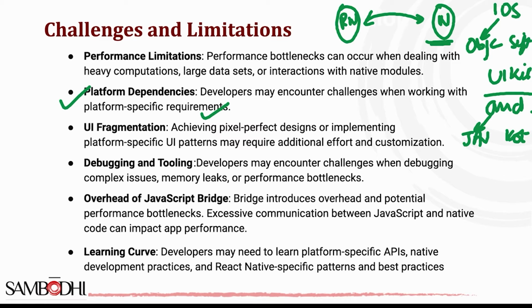So this includes functionalities such as accessing sensors, for example accelerometer or gyroscope. So all these sensors and all the native APIs are available on the native side only. Suppose, for example, some of these APIs are not fully developed to be leveraged by the React Native side. So there is some limitation, some platform dependency. We have to write the code on the native side. So developers might feel some challenge working with platform specific requirements.